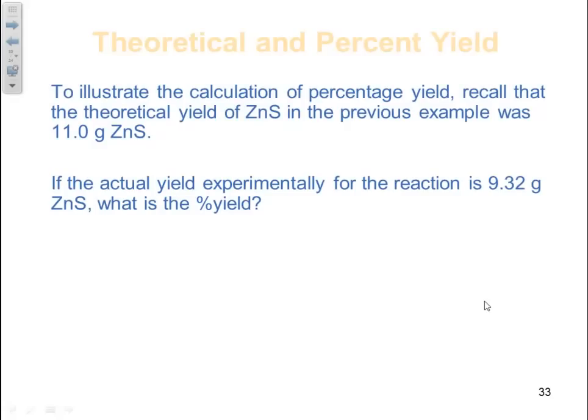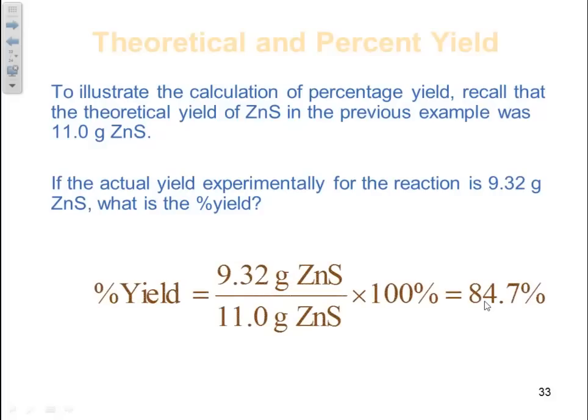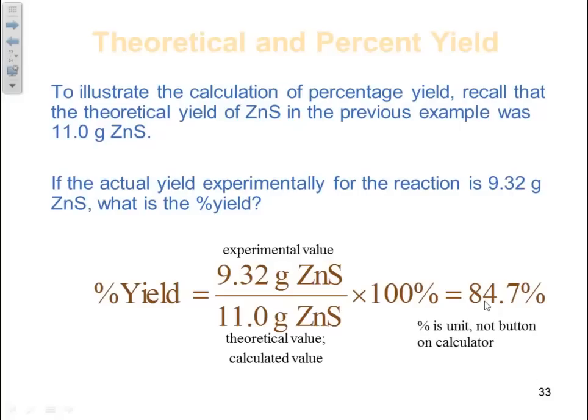To illustrate the calculation of the percentage yield, let's recall that the theoretical yield we calculated a second ago was 11.0 grams of zinc sulfide. Let's say experimentally we ran this experiment and we only obtained 9.32 grams in our final product. What's the percent yield? Well, it'll be your 9.32 grams of zinc sulfide, which is your experimental value, divided by your 11.0 grams, which is your theoretical, that's what you calculated it should be, times 100, which tells us it is 84.7% yield. Remember again, percent is a unit, not the button on your calculator.